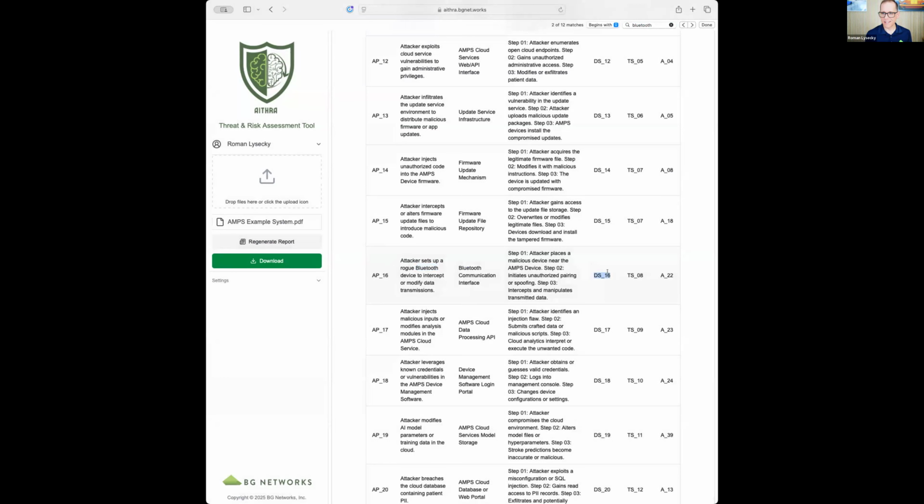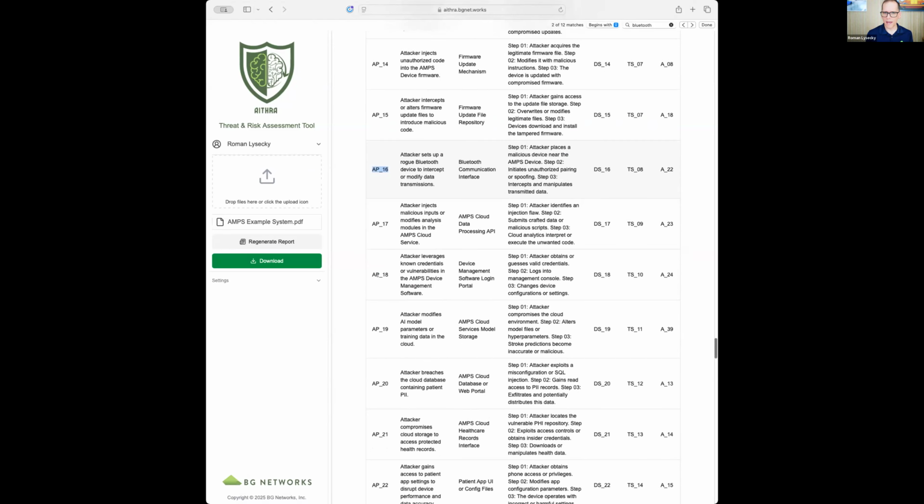So damage scenario 16. So that's the threat scenario we were looking at. And it's looking at how can you intercept that? Well, it really just requires a rogue Bluetooth device to be able to intercept that data. So you have to have a device near the AMPS device, and you can initiate an unauthorized pairing or spoofing to that device. And then you can essentially do a man-in-the-middle attack against that.